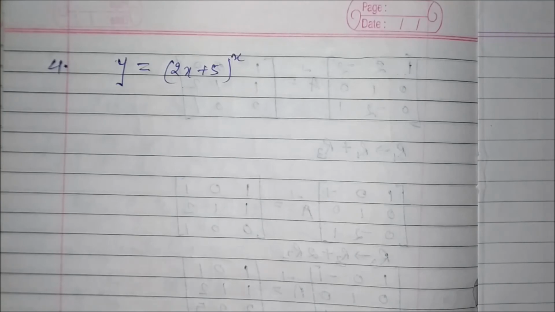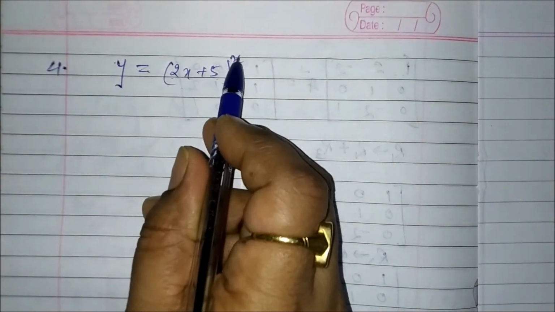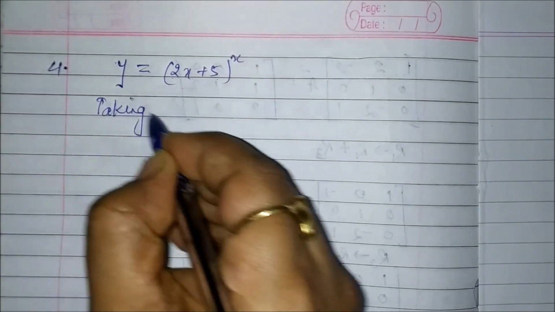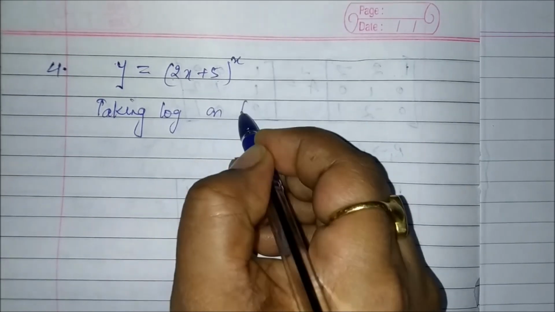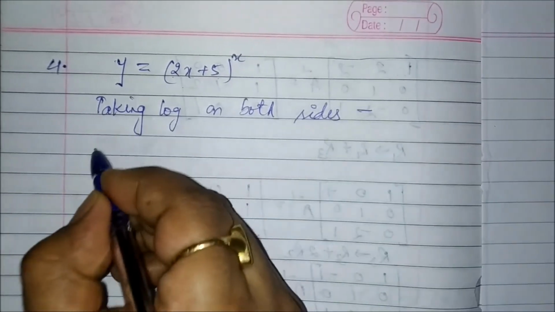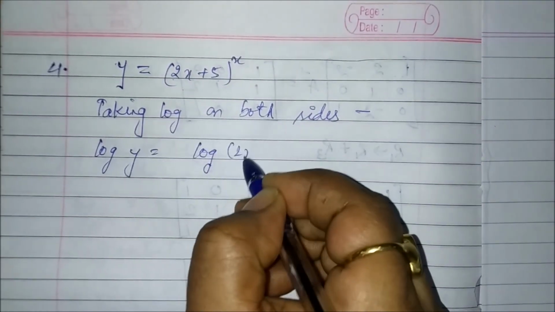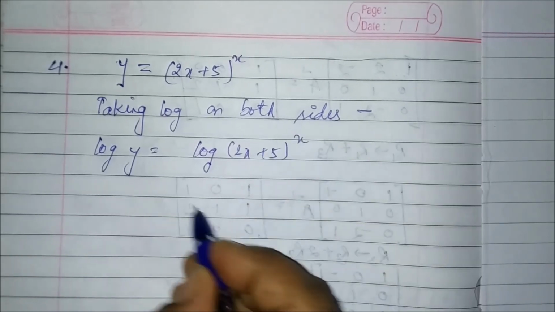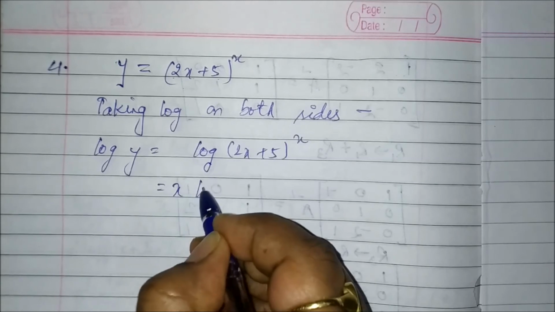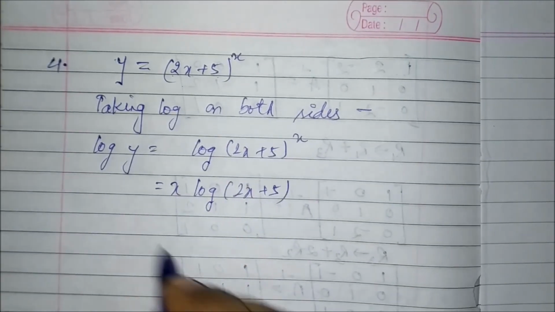See next, fourth question. Here the function is given: y equals (2x plus 5) raised to x. So we take log on both sides. Taking log on both sides, we get log y equals log of (2x plus 5) raised to x. Writing this x here, we get x into log of (2x plus 5).